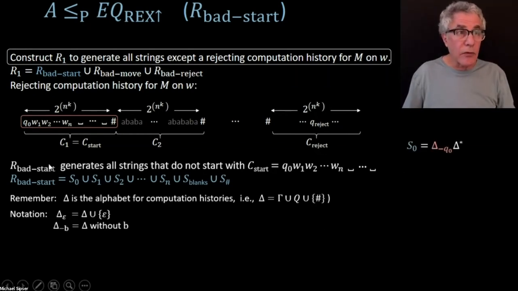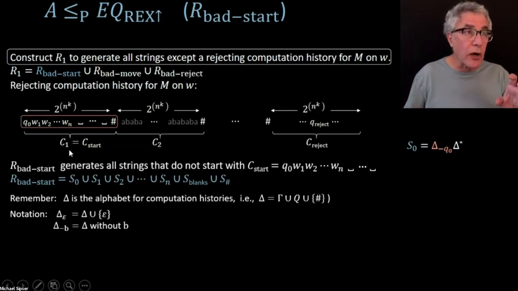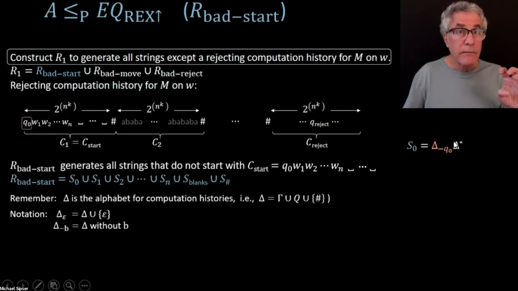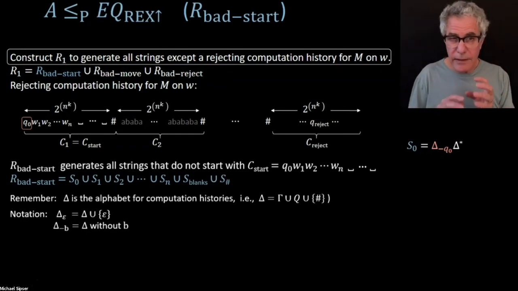So here is S0, the very first part of our bad start. I'm trying to color the active ingredient here in pink. It's delta with Q0 removed, followed by anything. This little regular expression describes all strings that don't start with a Q0. So as I'm indicating over here, S0 describes all strings that don't start with a Q0. You have to understand that, because it's just going to build up from there.